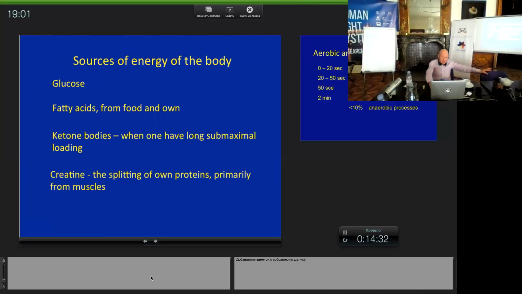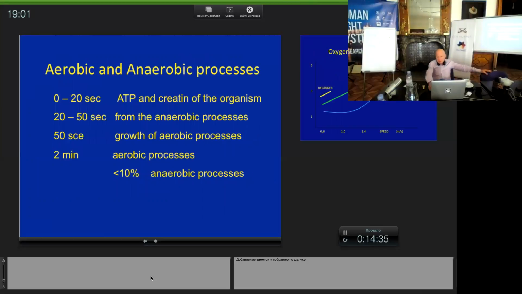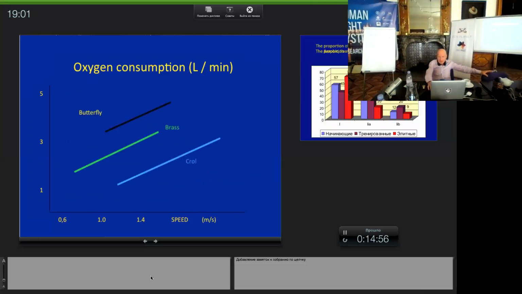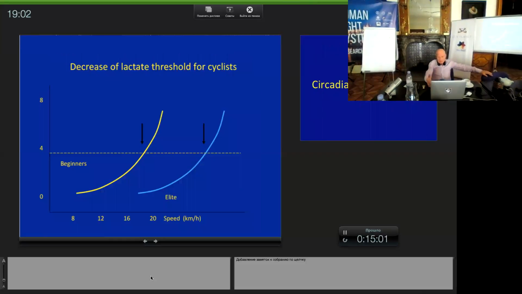And of course, we have aerobic and anaerobic processes. We know this. And in sport, we are using both the aerobic process and the anaerobic, so with oxygen and without oxygen. And of course, different athletes use different extents of this. So the more trained the people, the more efficient their use of oxygen. And that's why it's so important to have this activity.